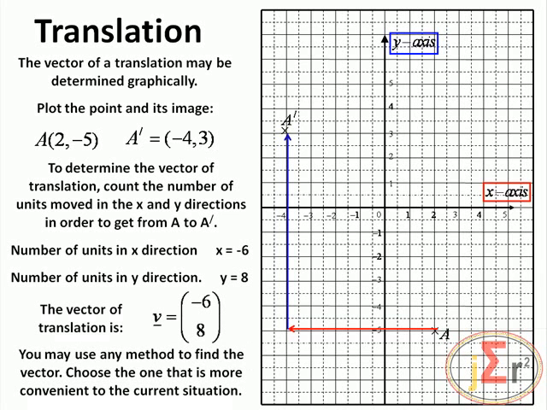You may use any method to find the vector. Choose the one that is more convenient to the current situation. So if you have it on the rectangular coordinate system already, you could just do the steps that we have just done. If you have the coordinates and you are never required to put those points on the coordinate system, and you did not have a graph supplied to you, then you may take the other approach where you just say vector is equal to image minus the original.